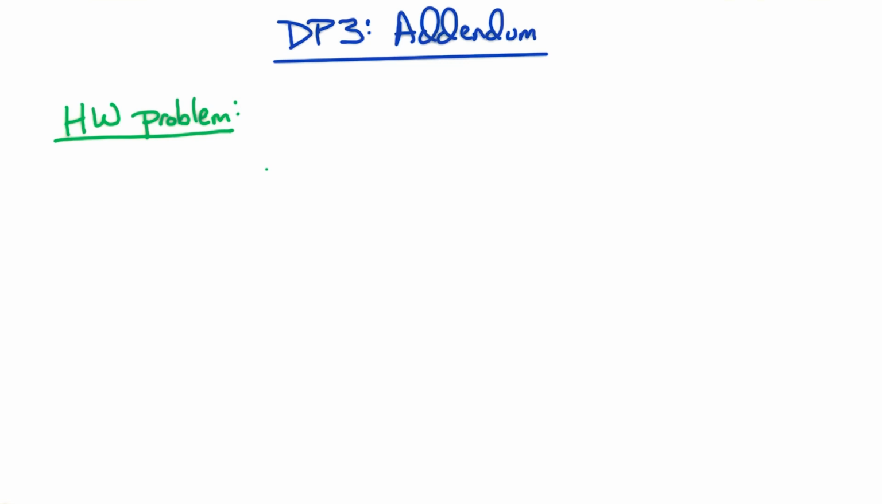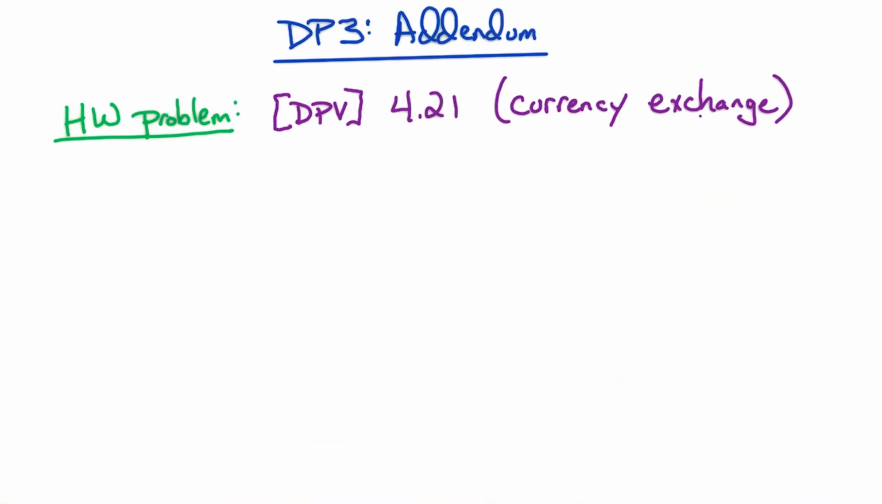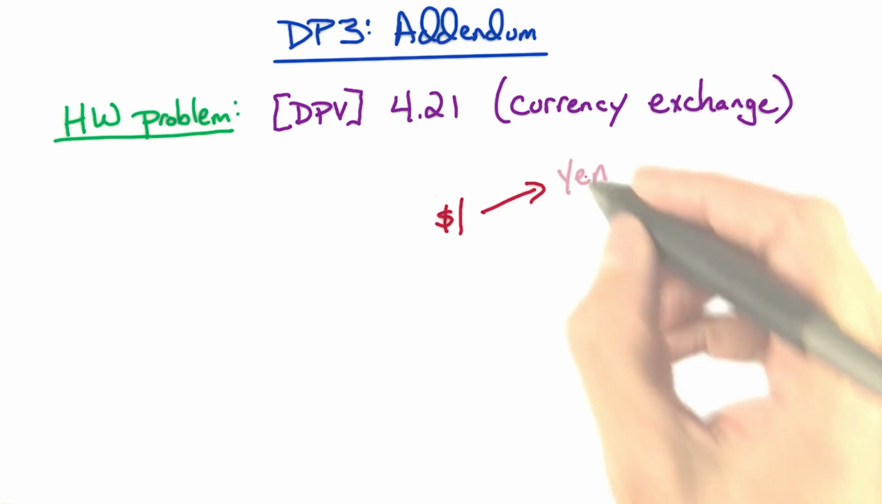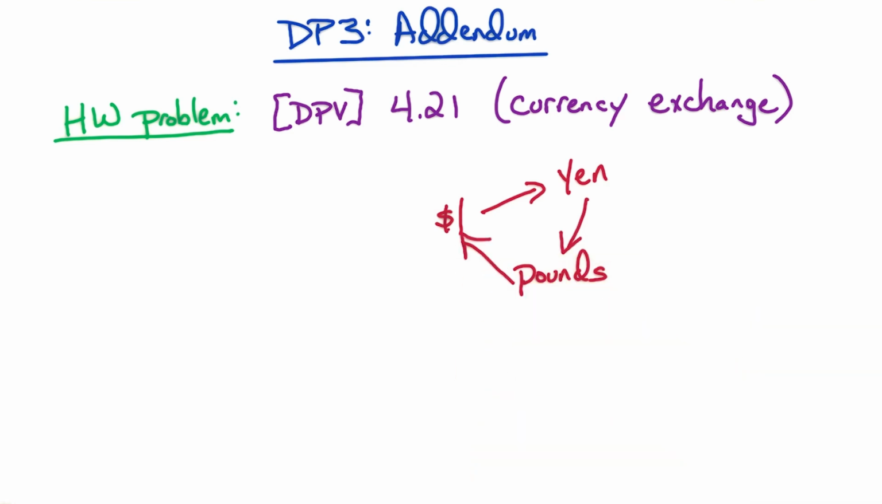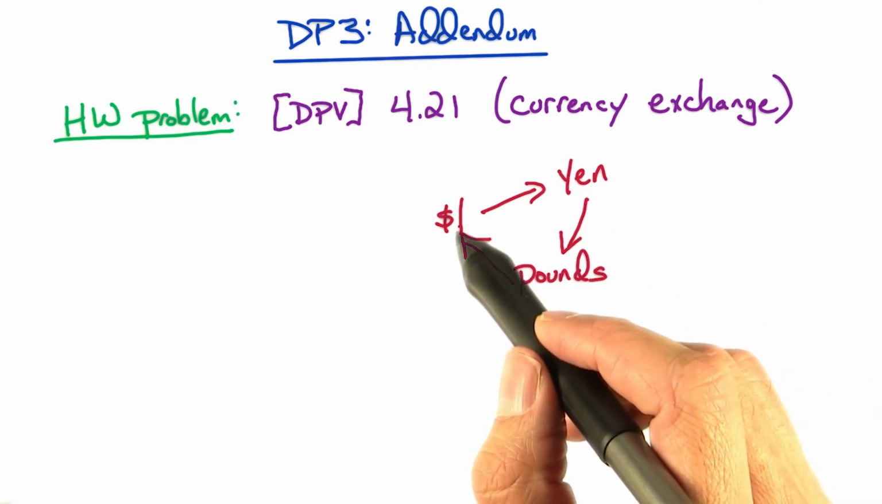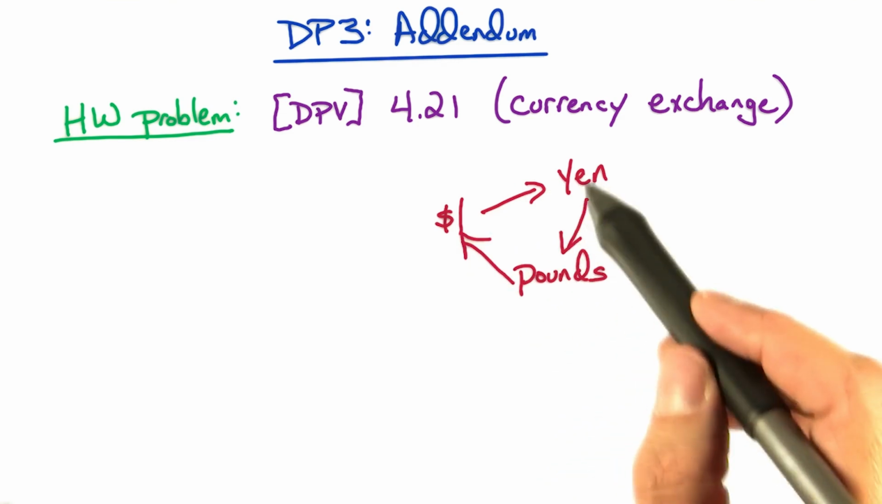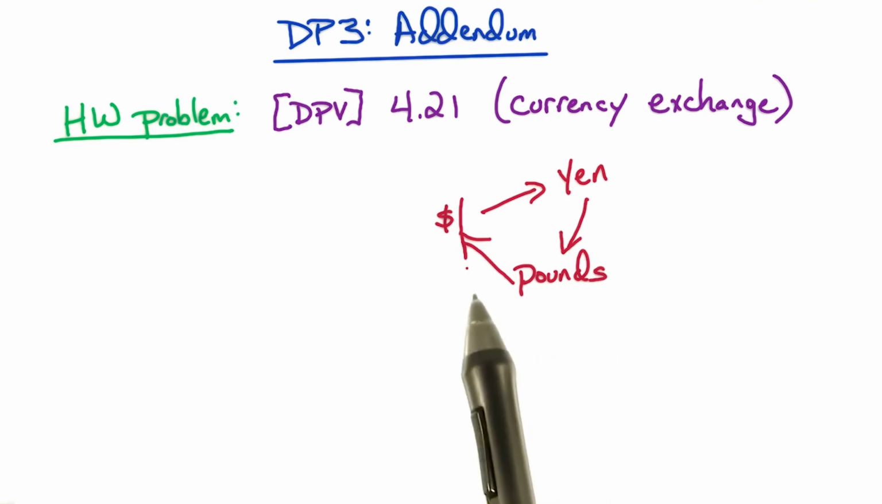Here's a homework problem I often like to assign after this lecture. This is from Chapter 4, Problem 21. It's about currency exchange, and we're looking for an arbitrage situation. So we're going to start, say, with one currency, say dollars. We're going to change it to another currency, let's say yen, and then we exchange it to another currency, let's say pounds, and then we go back to dollars. We're looking for a situation when we do this cycle and we end up with more than $1. So after this series of exchanges, we end up with more than we started with. This is an arbitrage situation, and we're looking for such anomalies in the exchange market.